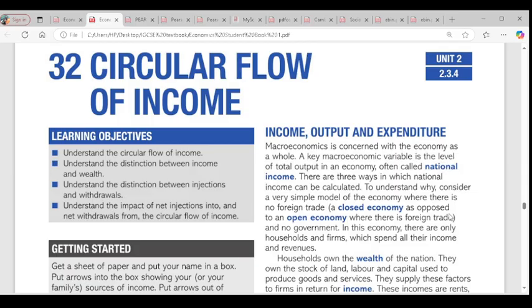So I wrote circular flow of income. It's a model of the economy in which the major exchanges are represented as flows of money, goods, and services between economic agents. So the major exchanges are money. Money is being exchanged for goods and services. That brings about circular flow of income.